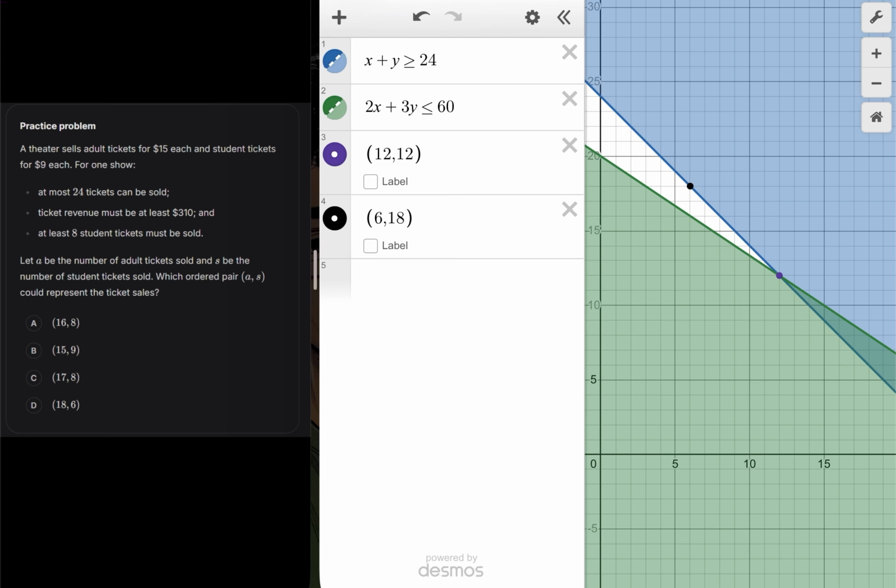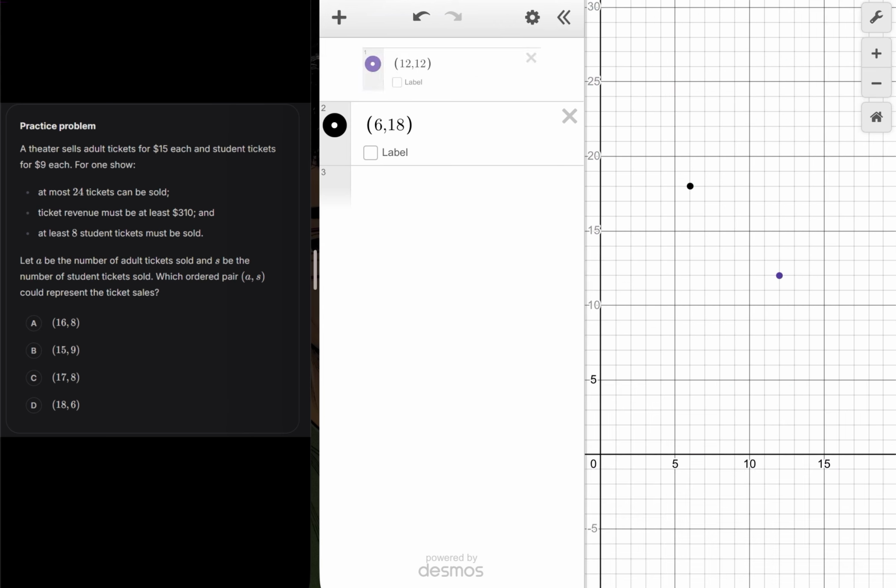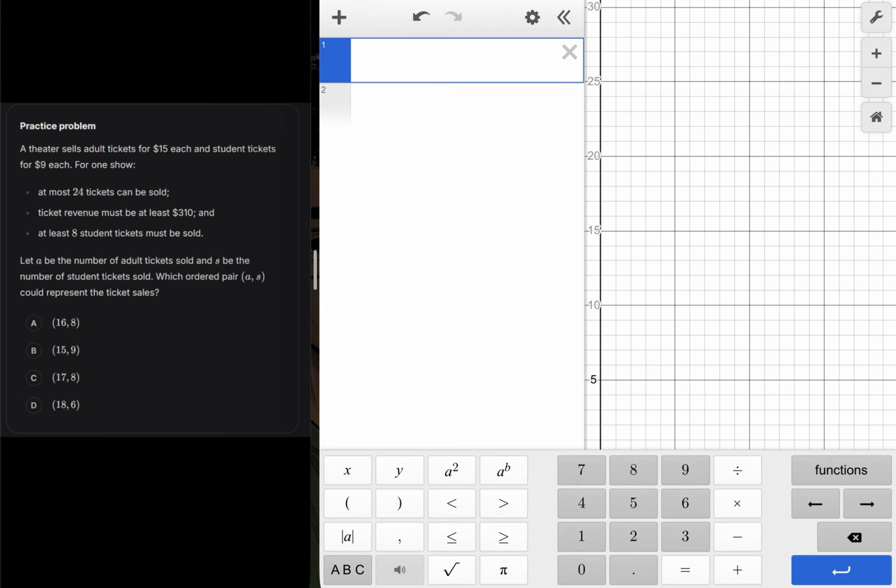But now I'm going to be going over this question on the left side, right? So we're told that a theater sells adult tickets for $15 each and student tickets for $9 each. For one show, at most 24 tickets can be sold. Ticket revenue must be at least $310, and at least 8 student tickets must be sold. And essentially, they're asking us to find the ordered pair that represents the ticket sales, an ordered pair that could satisfy these conditions.